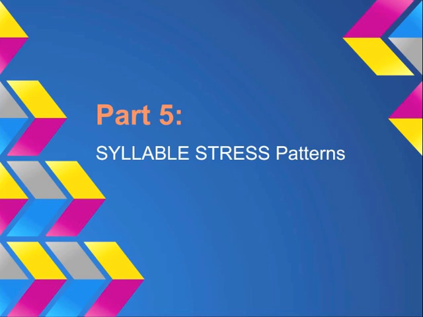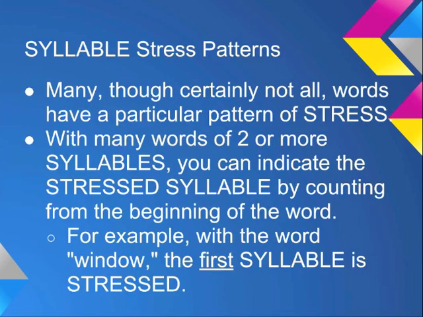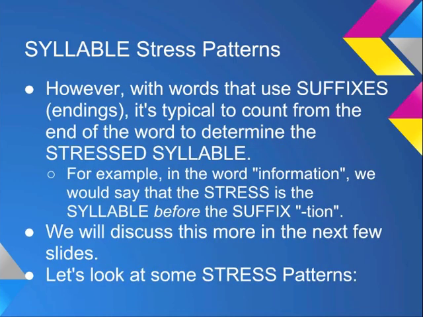Part 5. Syllable stress patterns. Many, though certainly not all words, have a particular pattern of stress. With many words of 2 or more syllables, you can indicate the stressed syllable by counting from the beginning of the word. For example, with the word window, the first syllable is stressed. However, with words that use suffixes, endings, it's typical to count from the end of the word to determine the stressed syllable. For example, in the word information, we would say that the stress is the syllable before the suffix shun. We will discuss this more in the next few slides.